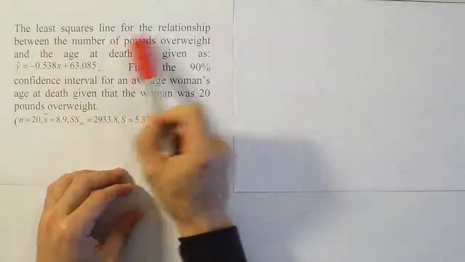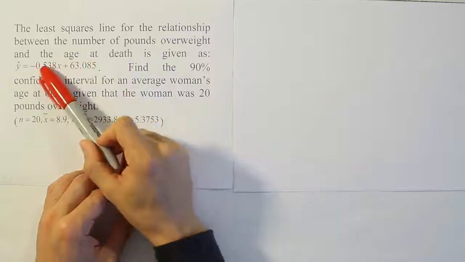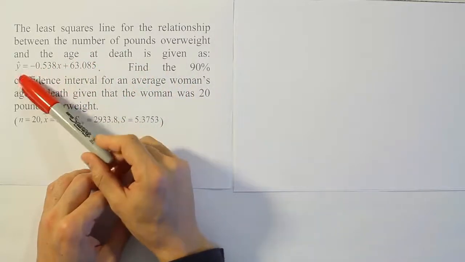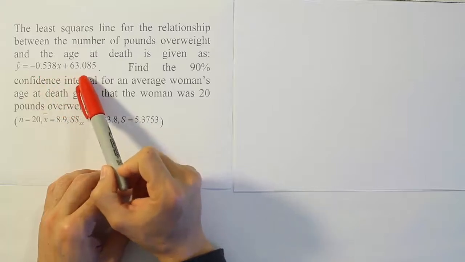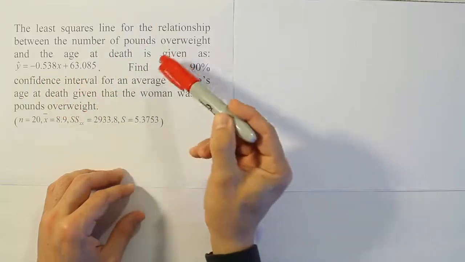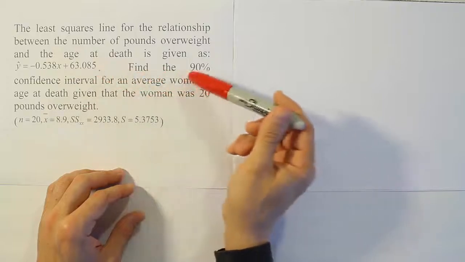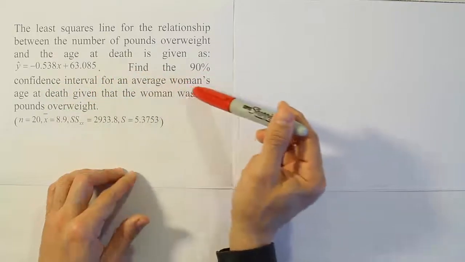The least squares line for the relationship between the number of pounds overweight and the age at death is given as y hat equals negative 0.538x plus 63.085. Find the 90% confidence interval for an average woman's age at death, given that the woman was 20 pounds overweight.